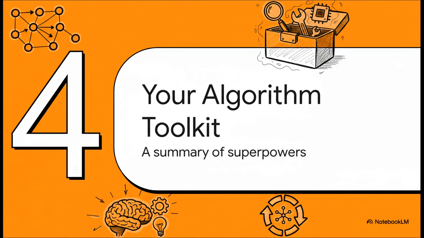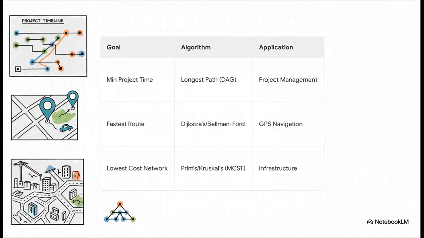So, after tackling those three puzzles, you've basically just acquired a powerful new toolkit for understanding the hidden logic of all kinds of networks. Let's put it all together. So really, it all just boils down to picking the right tool for the right job. Every puzzle we've walked through maps directly to a real-world problem and a very specific solution. If you need to figure out the bare minimum time for a project, you're looking for the longest path.